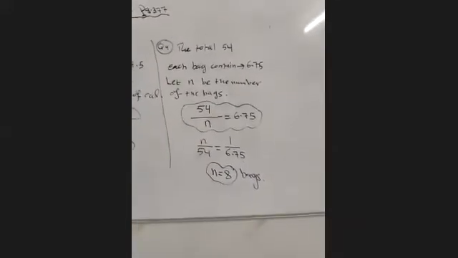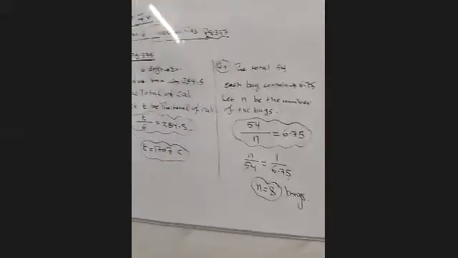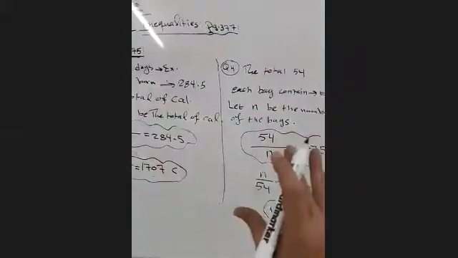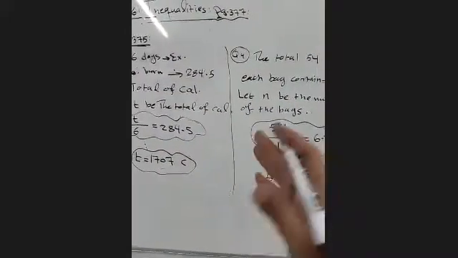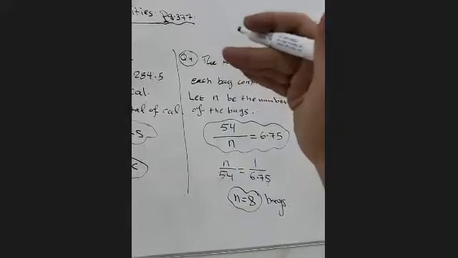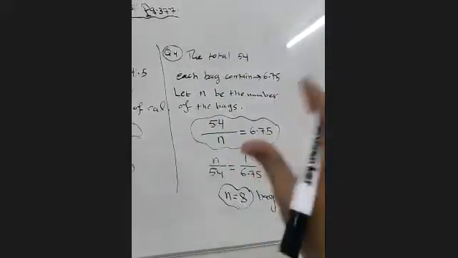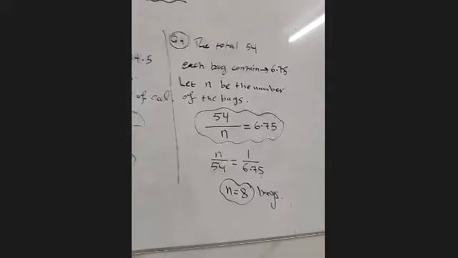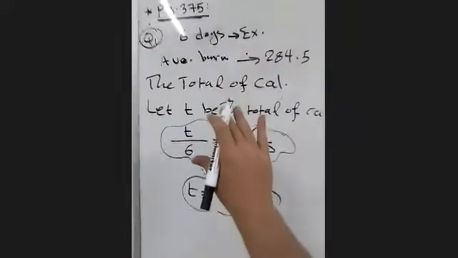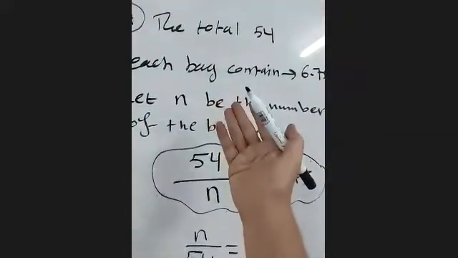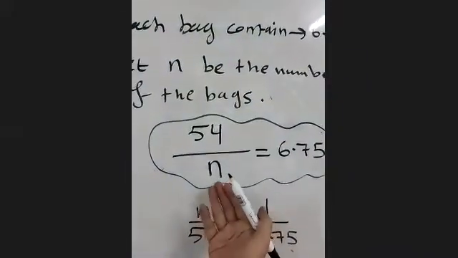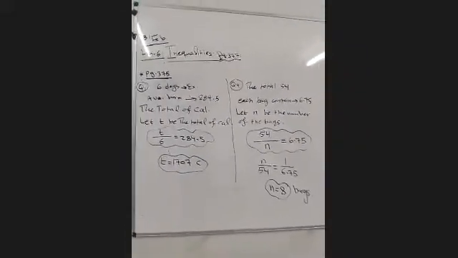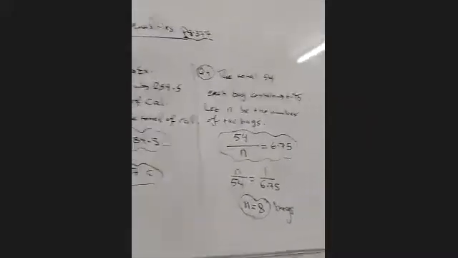Do you understand it now? Yes. So the idea here and in the other two questions of this page is the total divided by the number equals something per each. Got it? Yes. Here the total is not given, so we give it a variable. Here the total is given, but they wanted the number of the bags, so we give it the variable. Then we simplify to find it. Do you understand it? Yes. Good.